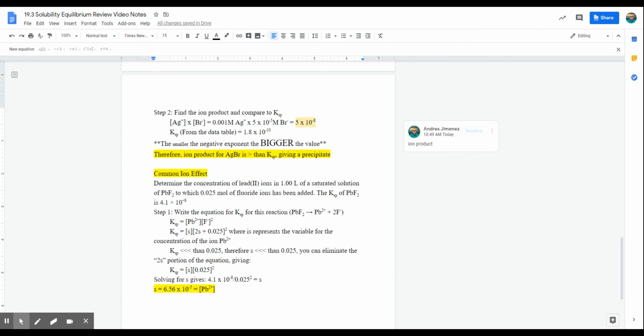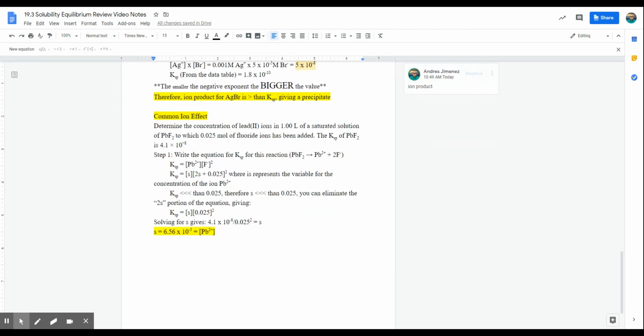All right, and then solving for the equation, you get the derivation here. So 4.02 times 10 to the negative 8 divided by 0.025 squared. And that solves for S, which is the concentration of lead 2 ions. And it's the concentration because, again, we are in 1 liter of solution. So this is the actual answer.